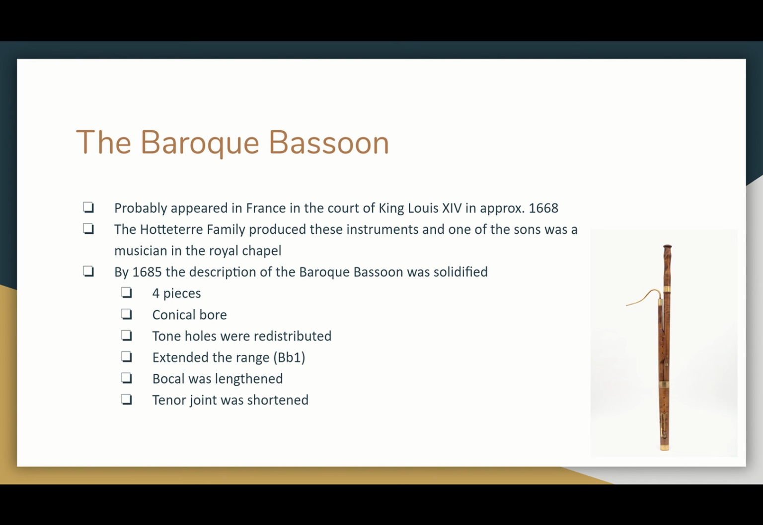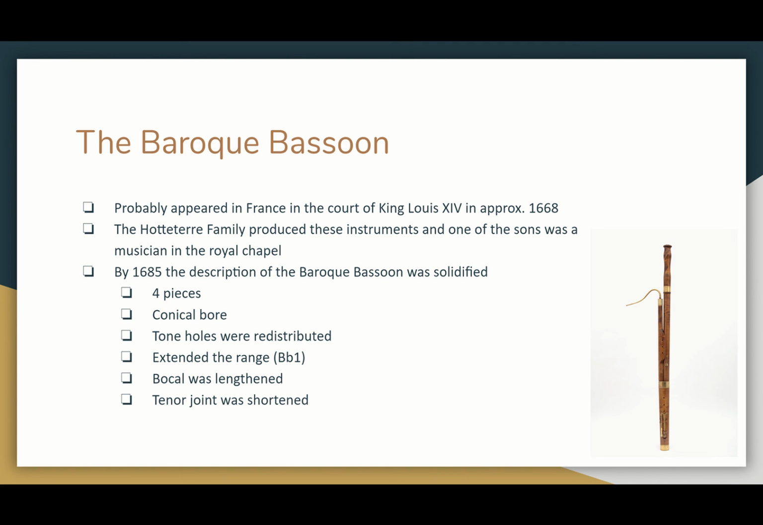The important distinctions between the Baroque bassoon and the dulcian include the further extension of the bell, which allows the instrument to play a whole note lower to a B-flat 1, the redistribution of tone holes across the instrument, and the overall size of the bore.